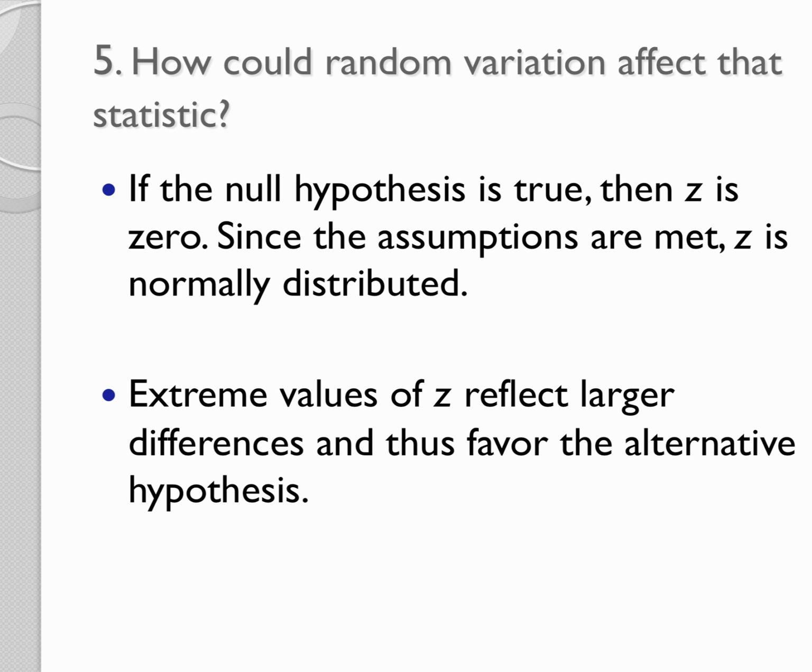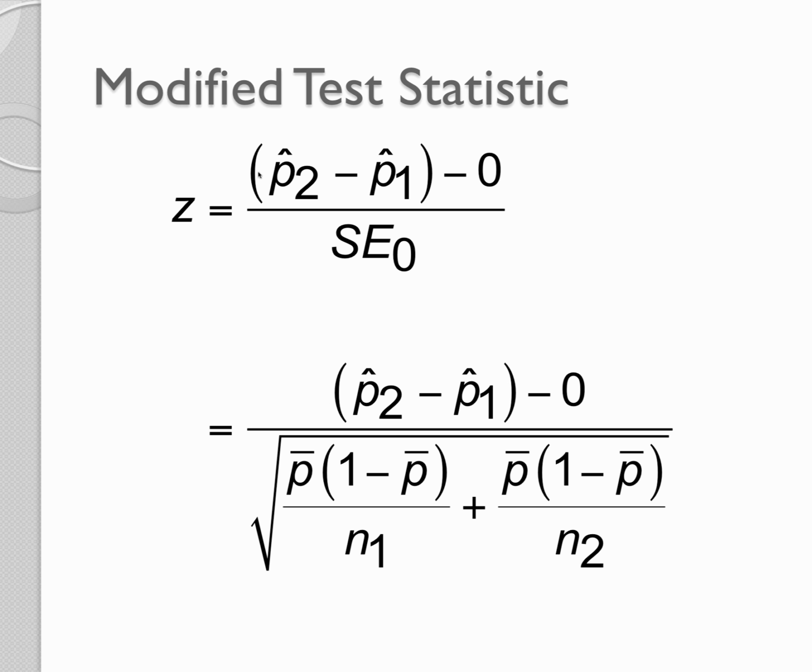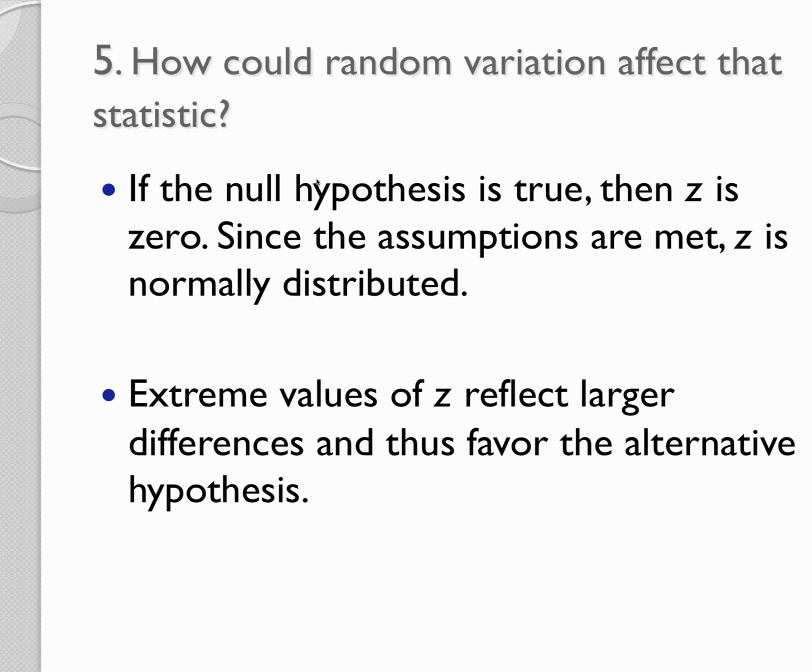How could random variation affect the statistic we've chosen? Remember, if the null is true, then z will be 0. If our proportions are not different, z will be 0. If these are really the same, then this will be 0 minus 0, and our z statistic will be 0. If they're only slightly different, then we still expect to see very small z values. We expect to see some very small differences. Extreme values of z, so if there's a large difference in our proportion, that will result in a large z statistic. That will favor the alternative.